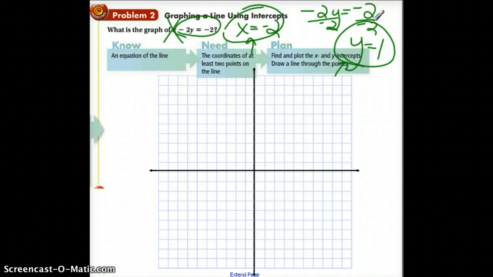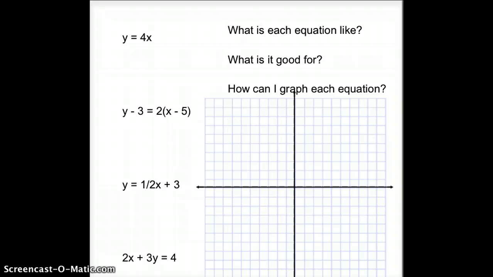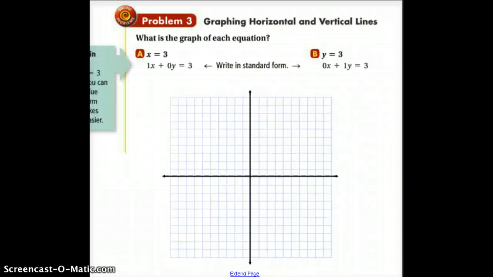I'm going to graph them. X equals negative 2. Y equals 1. So they're very close together. And now I can just make my line that goes through my 2 points. That was a very bad line, but you know what I'm talking about.